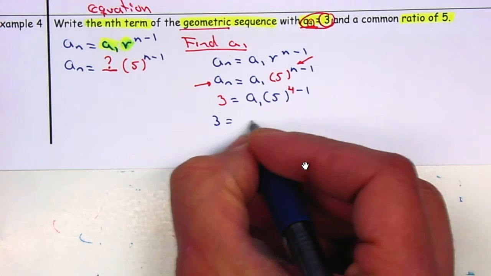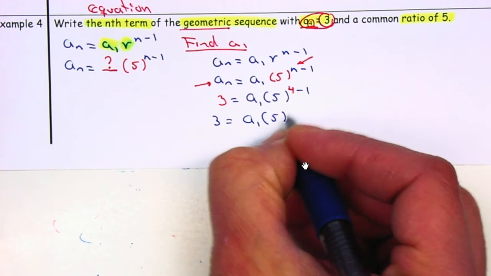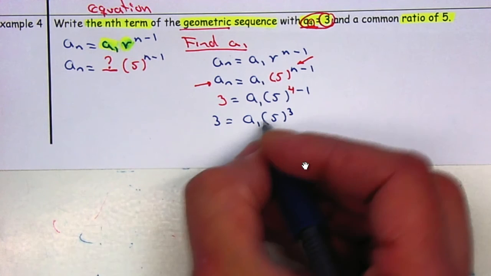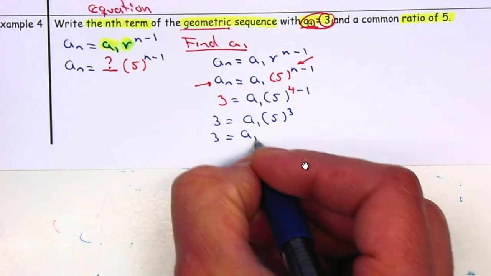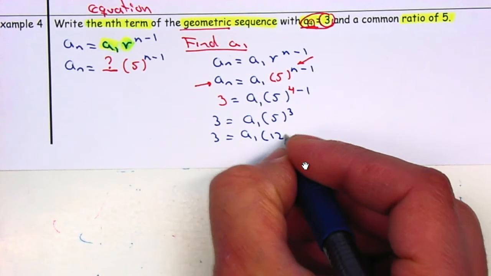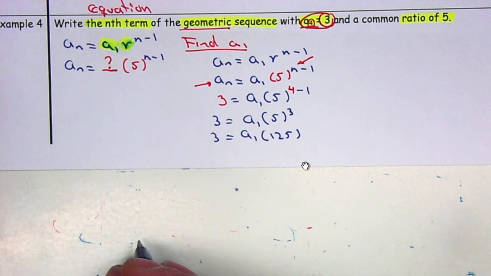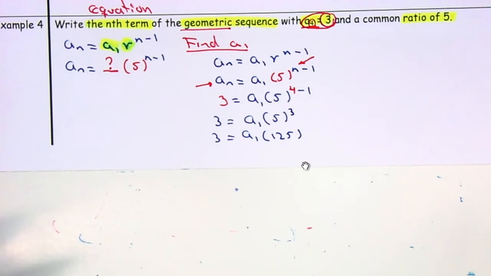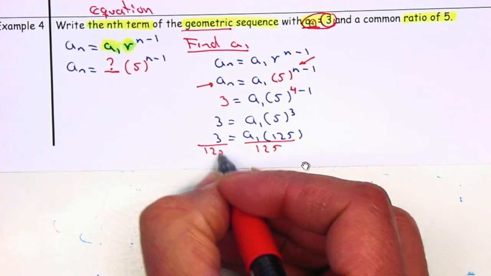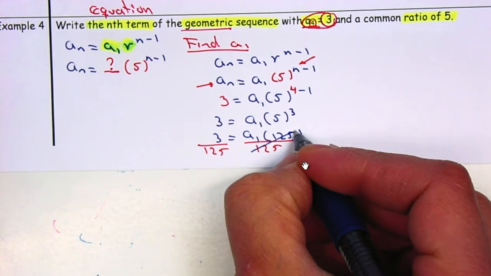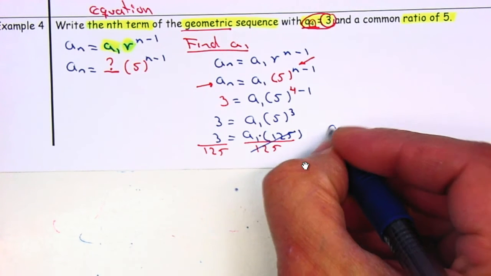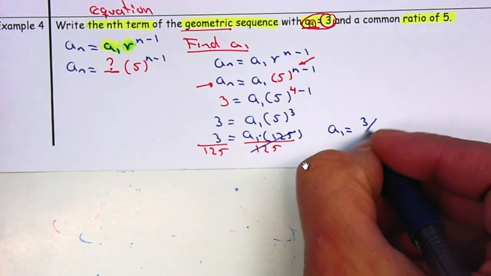3 is equal to a sub 1, 4 minus 1 is 3. Let me simplify out. 3 is equal to a sub 1, 5 to the third power is 5 times 5 times 5, which is 125. I'm going to divide by 125. That will cancel. Remember, this was a multiplying, so we are dividing. So a sub 1 is equal to 3 divided by 125.